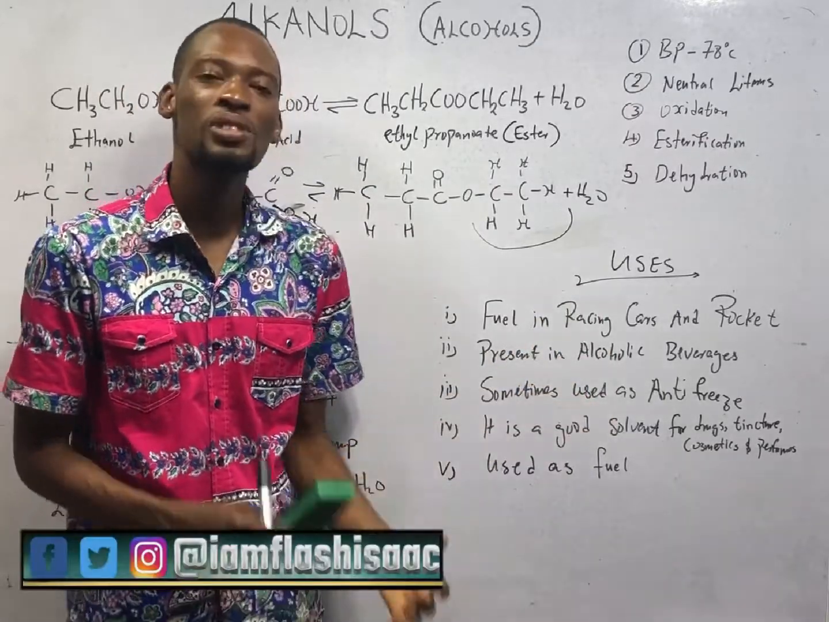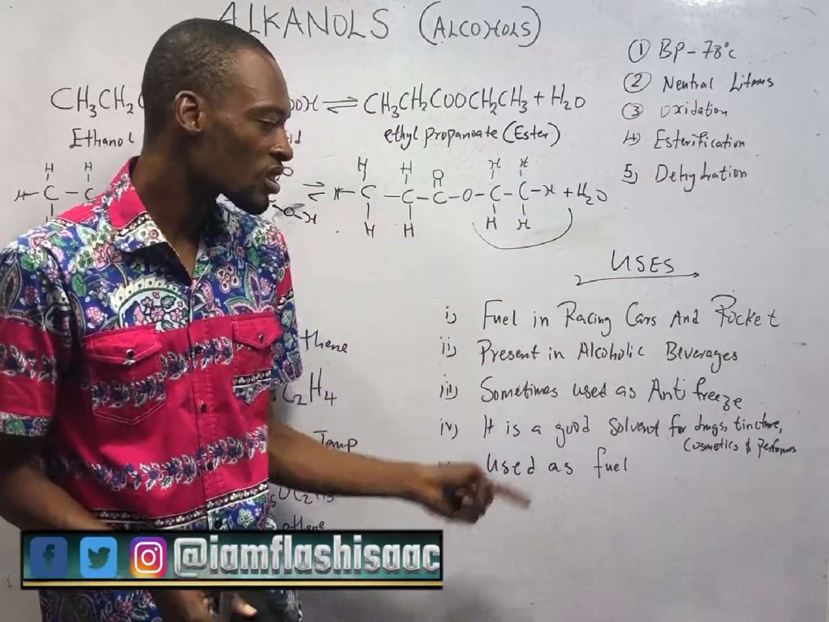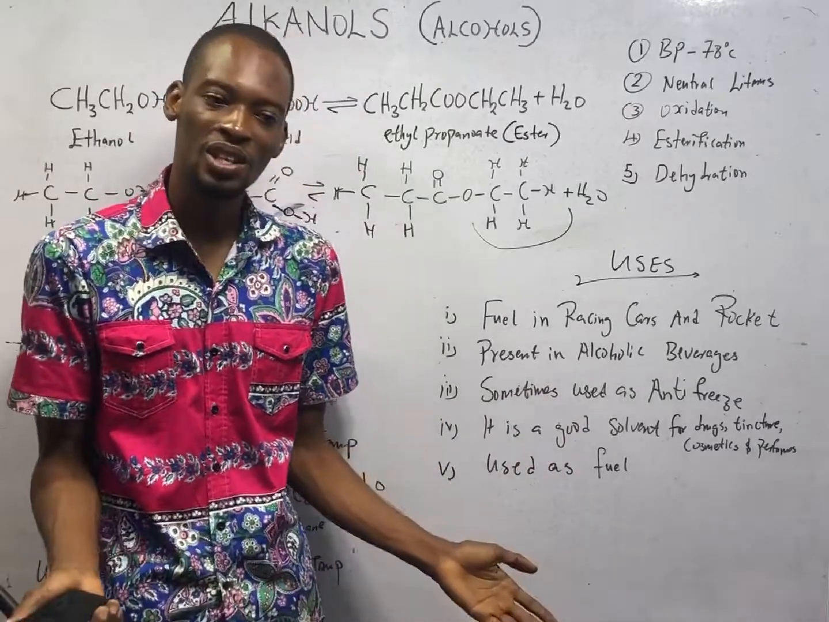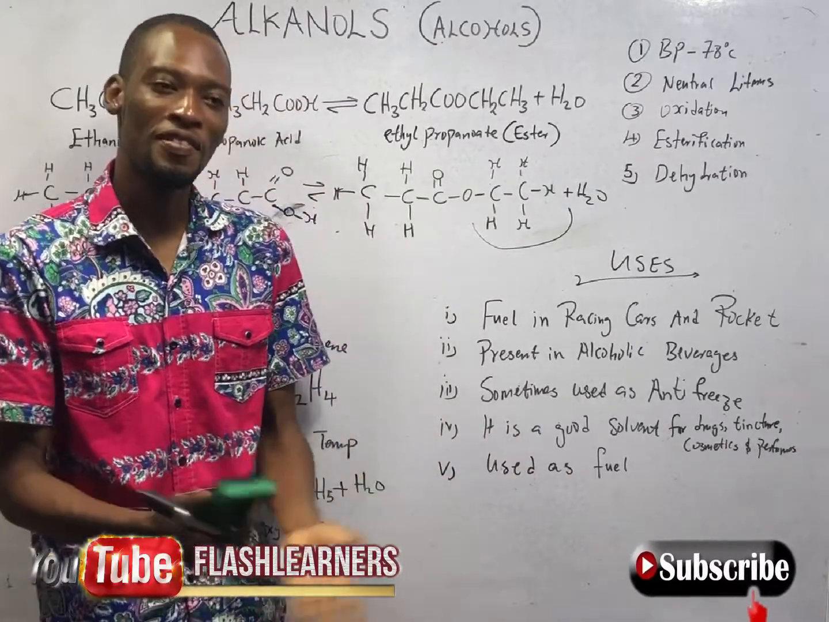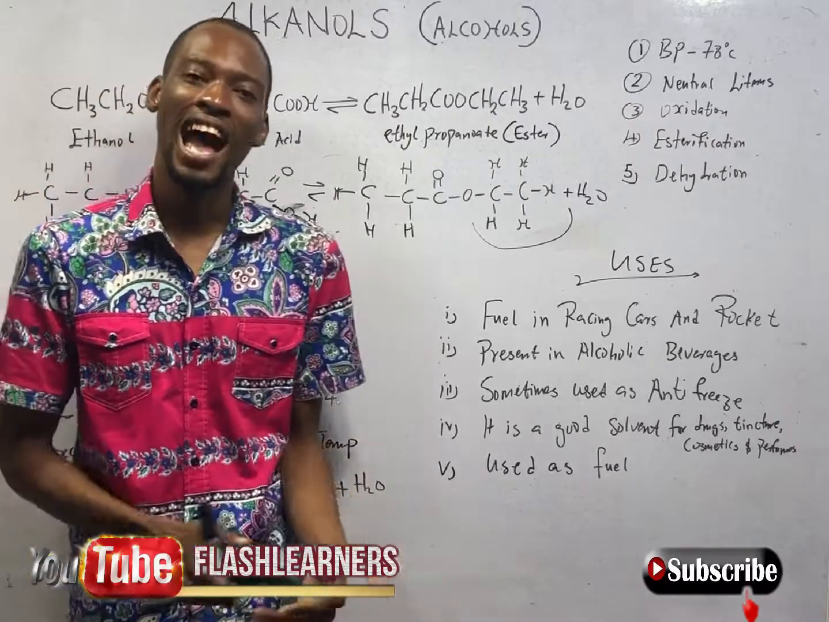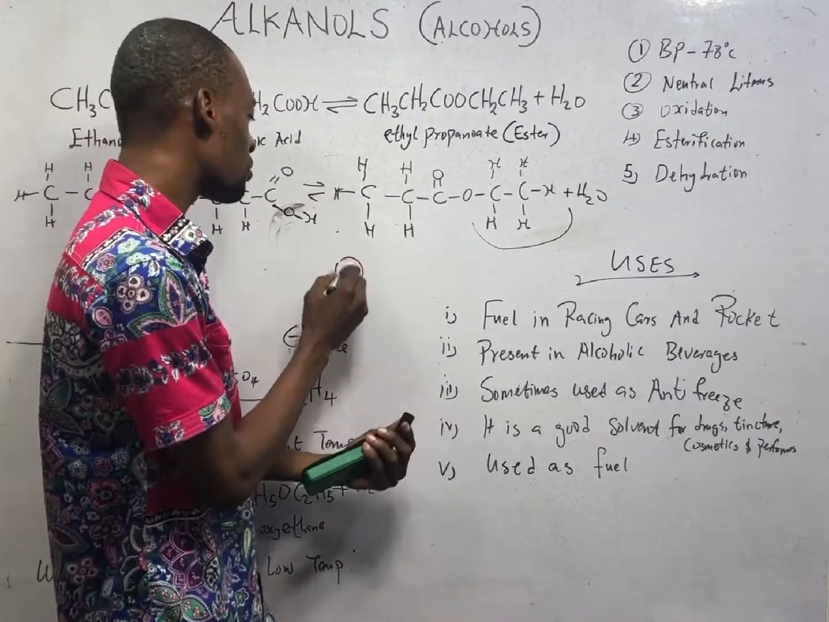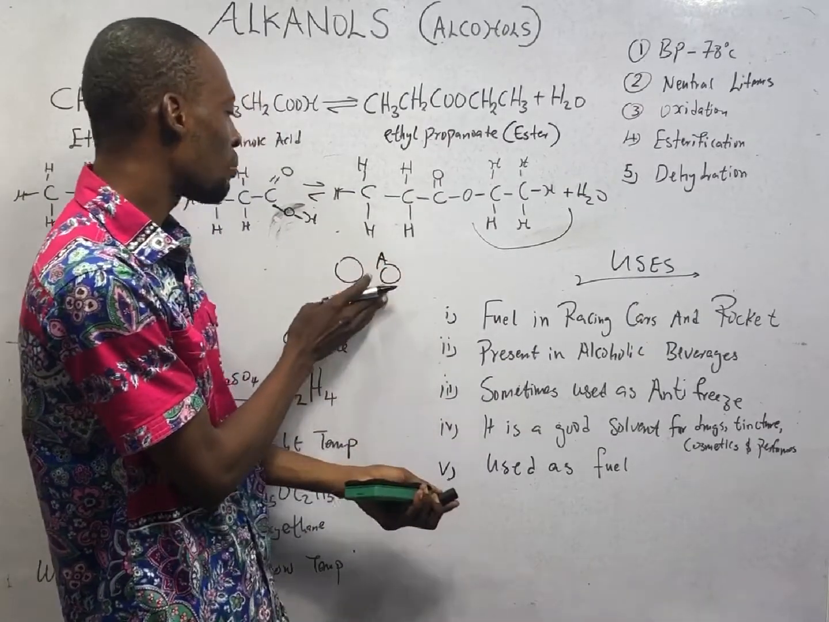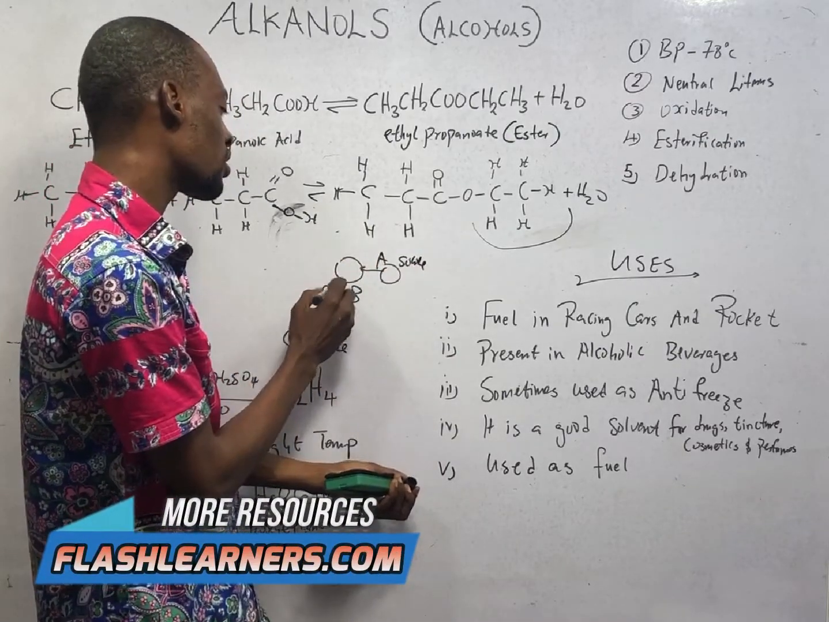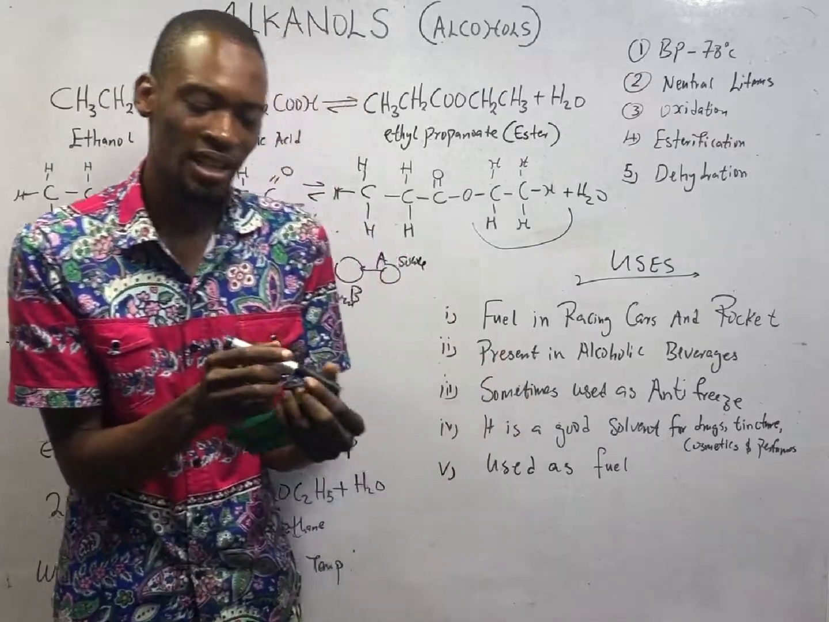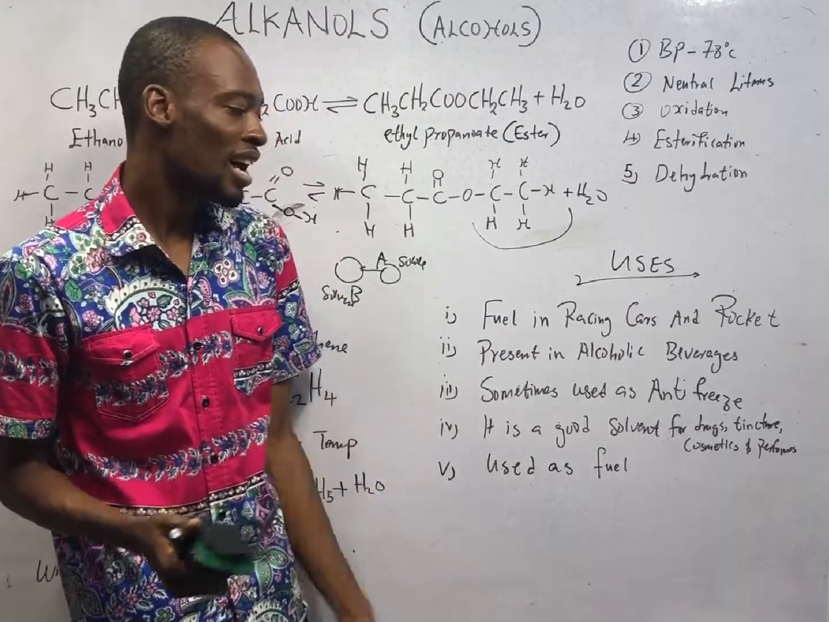The alcohols are sometimes used as antifreeze. Then alcohols are good solvents, especially for drugs, tincture, cosmetics and perfumes. When iodine dissolves in alcohol, you form tincture of iodine. You see, it is acting as a solvent. We have solvent and solute. If this is B and this is A, if you pour A inside of B to dissolve, A is solute, B is solvent. So water is universal solvent because it can dissolve a whole lot of solutes. Then alcohol can be used as fuel.